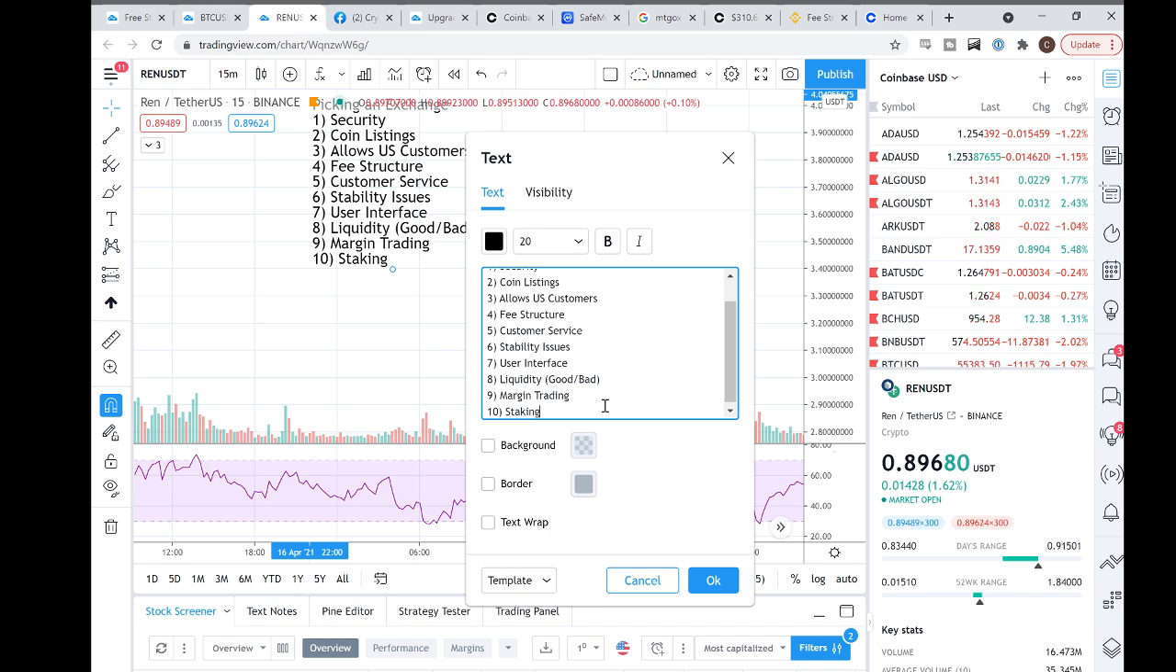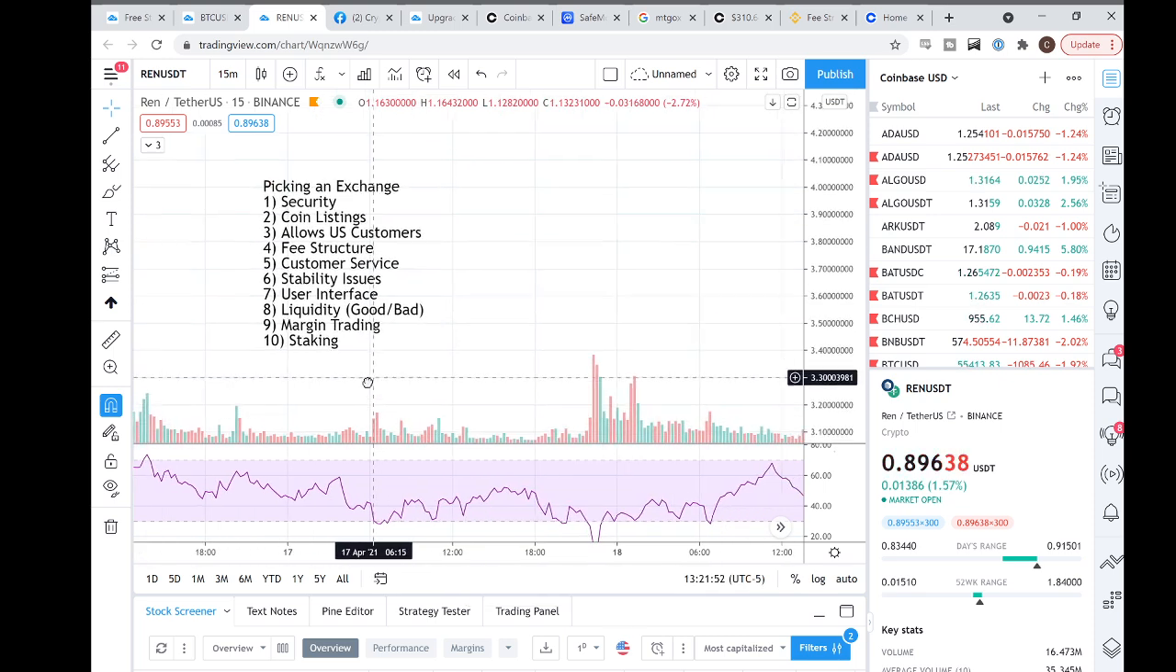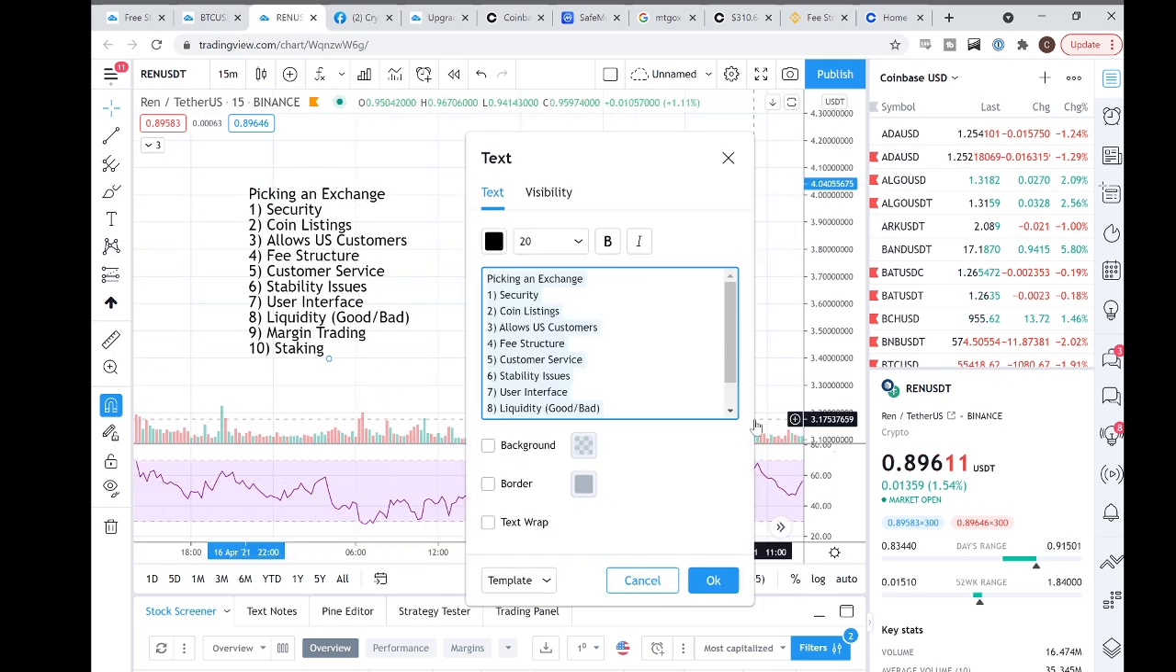Some exchanges will give you money back for that staking. Some exchanges won't give you anything. Some exchanges will give you a higher percentage or less. So if staking is a big issue to you, make sure you have an exchange that offers a lot of staking as well. So these are my 10 big things that you really should be looking for and considering if you're trading. There's a lot in here.